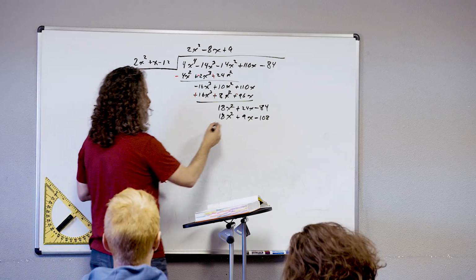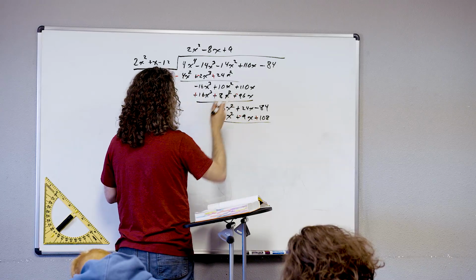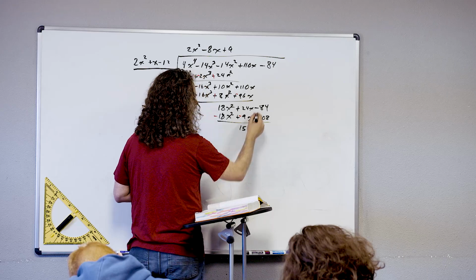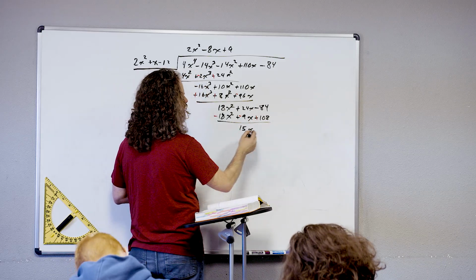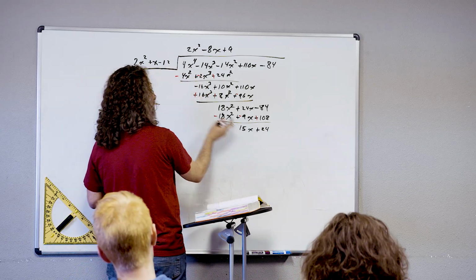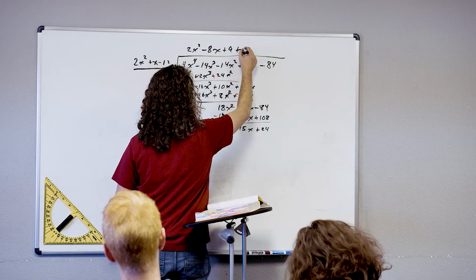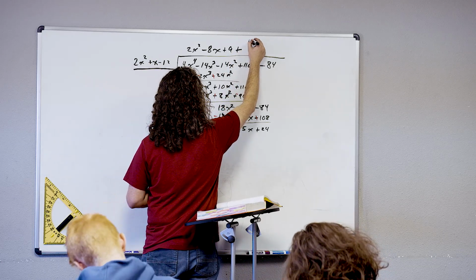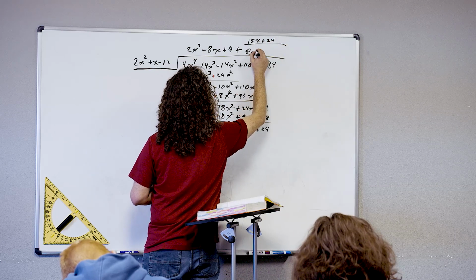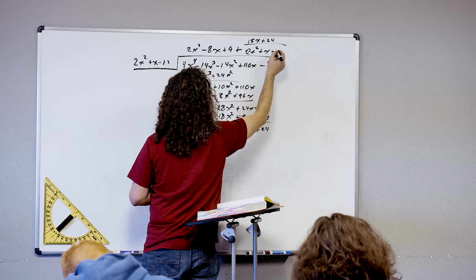And then we subtract. It cancels. 24 minus 9 is 15x. And then negative 84 plus 108 is 24. 2x squared does not go into 15x, so we are finished. We write down our remainder as plus 15x plus 24 over 2x squared plus x minus 12.